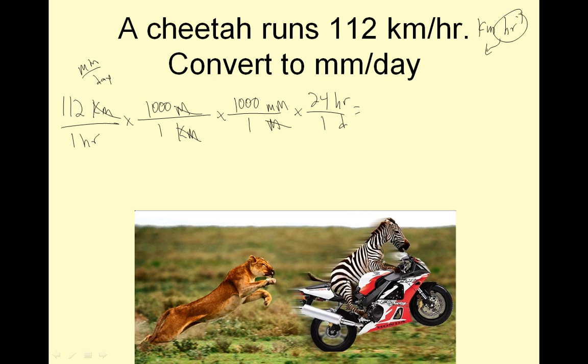So I'm doing the math. 112 times 1,000 times 1,000 times 24. And I get, ooh, a big number. I wish my calculator turned into scientific notation. But if you notice, I have 3 sig figs, so it's going to be 2.69 E. I'm going to count my zeros now. 1, 2, 3, 4, 5, 6, 7, 8, 9. E9 millimeters. Notice I got rid of my hours. Millimeters are left. And I'm going to write it the weird way so you get used to it.